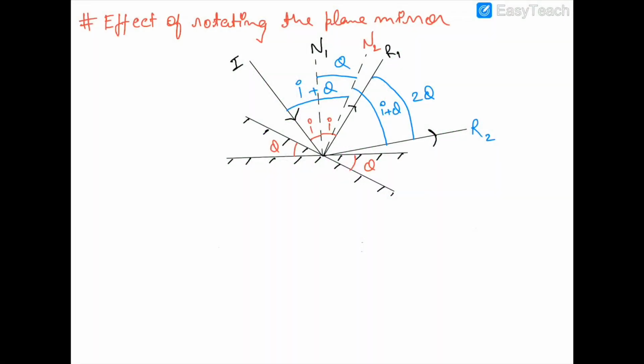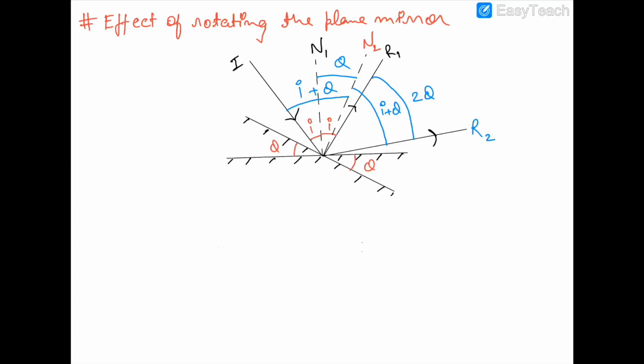Hi guys, today in this lecture of geometrical optics, I'll illustrate how we can write the velocity of the reflected ray when we are rotating the plane mirror and also keeping the incident ray fixed.